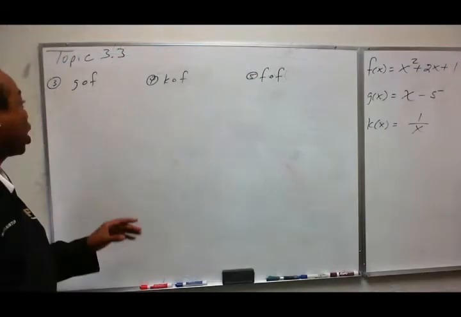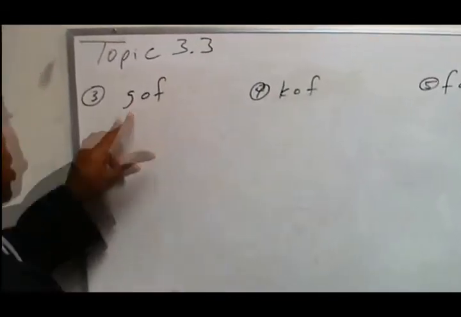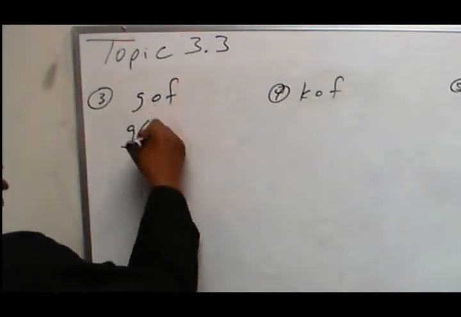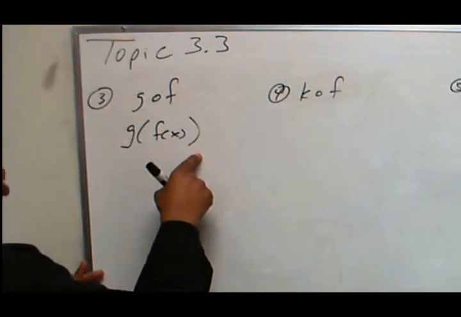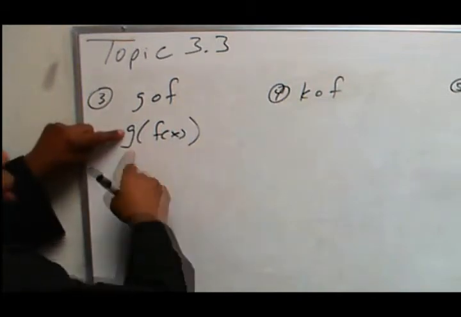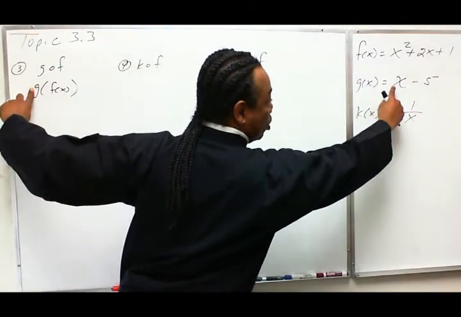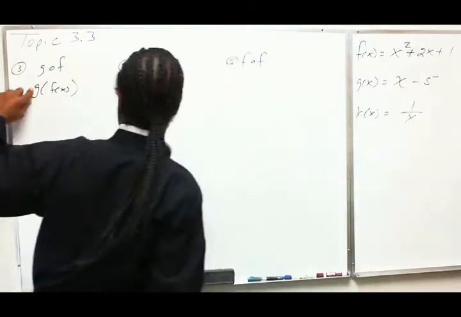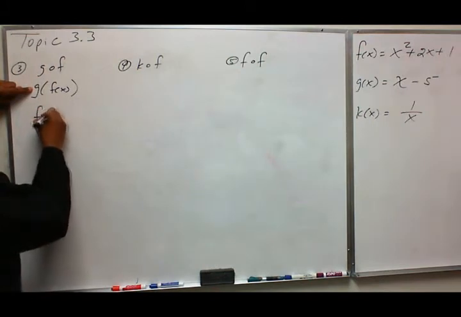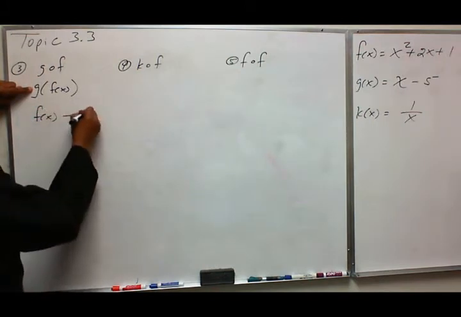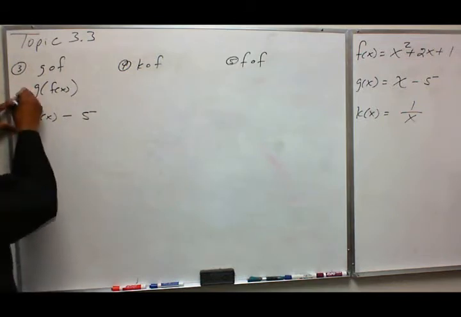Now we'll do composition. This is g composed with f. This means that g is the outer function and f is the inner function. Well, let's work with the outer function first, g. G is defined as the input minus 5. So this will be the input f of x minus 5 instead of the x minus 5.